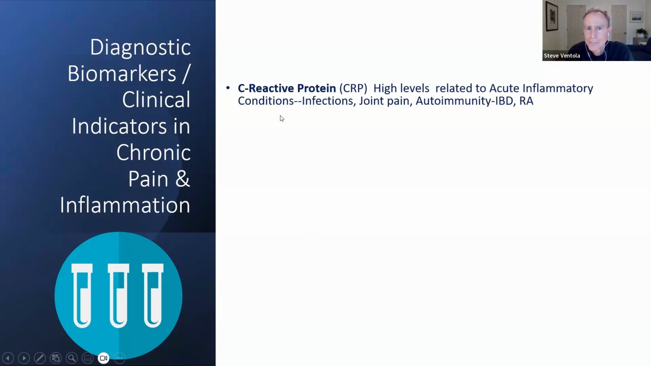Okay, so in blood tests, there's something called C-reactive protein. And I told the story personally with myself that I had very high levels of that, and I had pain, basically severe joint pain. But this happens in acute inflammatory conditions, which can relate to infections, joint pain, autoimmunity, folks with inflammatory bowel disease or rheumatoid arthritis. So that's something you'd want to have checked, especially if you're in a lot of pain, is C-reactive protein. And if those numbers are high and you are in pain, there's something called curcumin, supplement-wise, that can be very helpful to help minimize your pain.